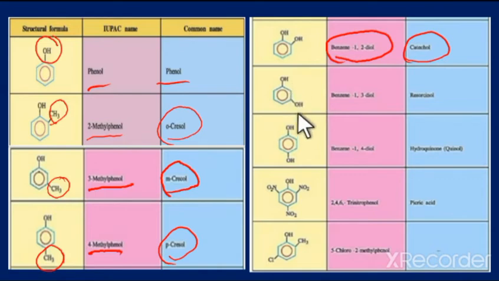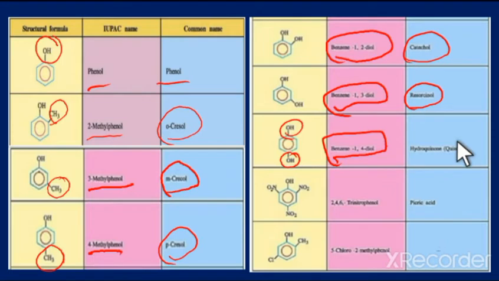When the hydroxy groups are present at the first and third positions on the benzene ring, it is known as benzene 1,3 diol, the IUPAC name, and the common name is resorcinol. Whereas the two hydroxy groups present at the first and fourth positions, its IUPAC name is benzene 1,4 diol and the common name is hydroquinone, also known as quinol.